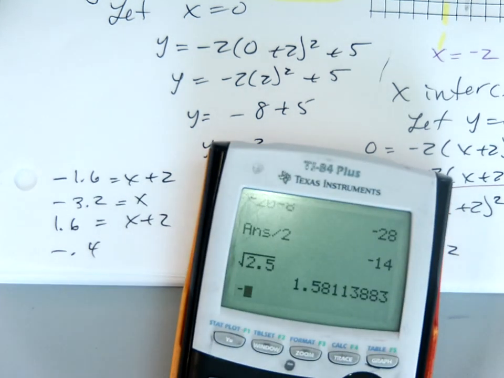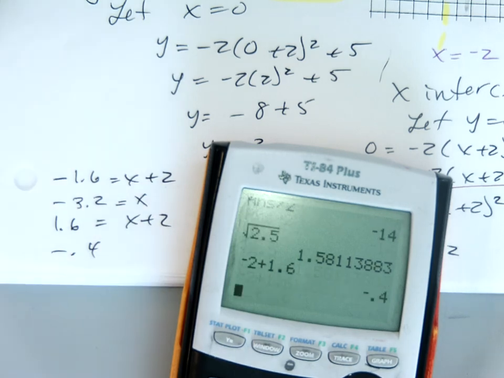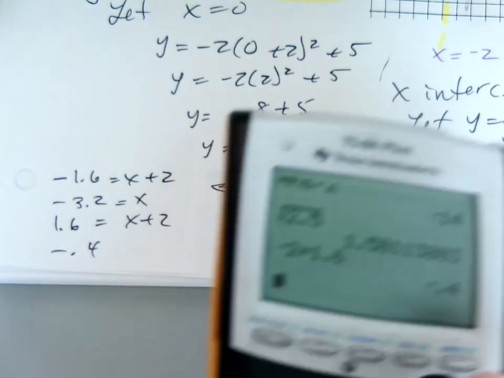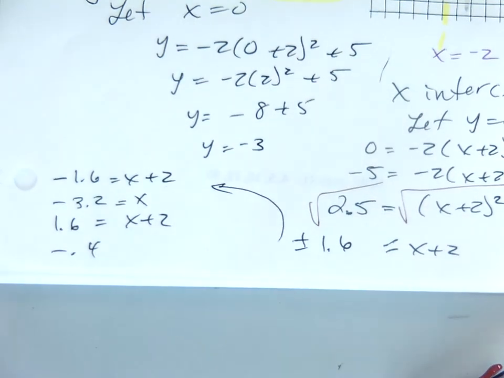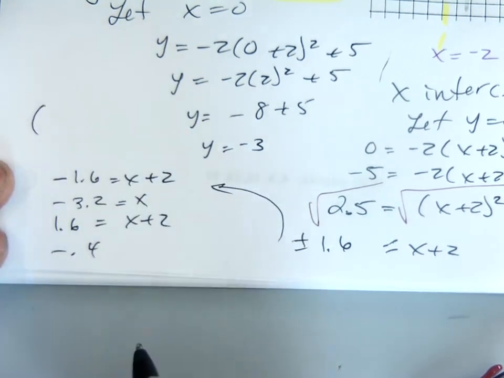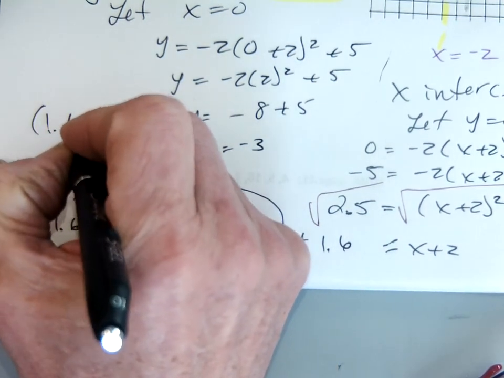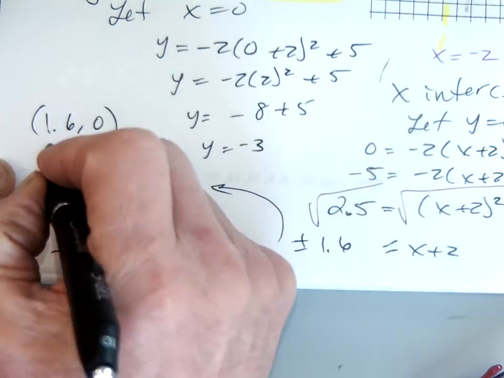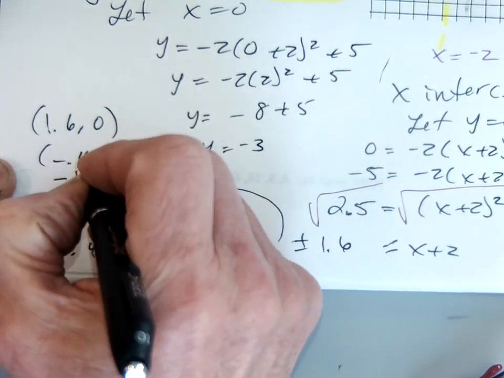I don't know, negative 2 plus 1.6. It's all good. Always question what I do. Will you please always question what I do? But I'm right this time. Ha! Okay, so those are my x-intercepts, and I can write those as a negative 3.6, 0 and as a negative 0.4, 0.